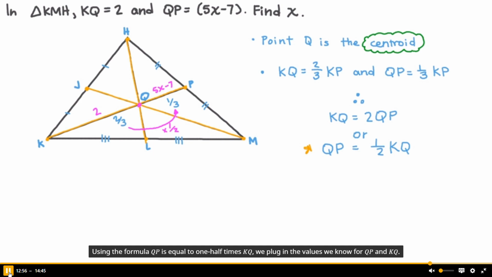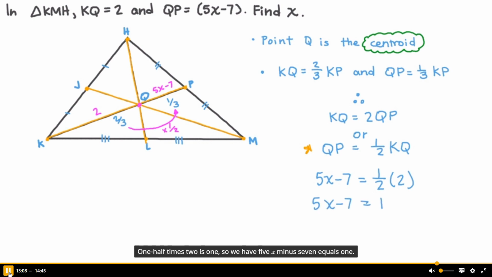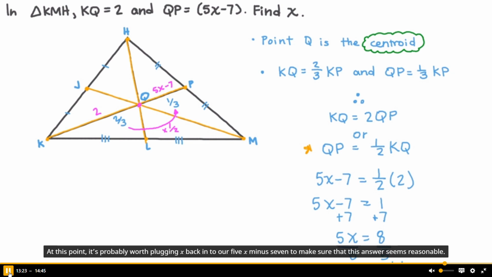Using the formula QP is equal to 1/2 times KQ, we plug in the values we know for QP and KQ. And we get 5x minus 7 equals 1/2 of 2. 1/2 times 2 is 1, so we have 5x minus 7 equals 1. Adding 7 to each side, 5x equals 8, and x will equal 8 divided by 5, which is 1.6.